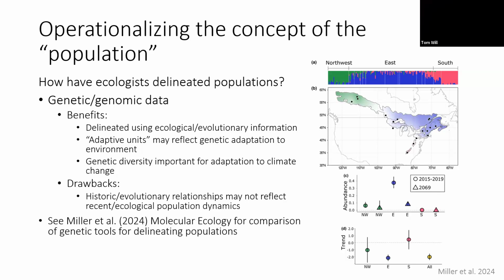These units might not be super relevant for thinking about questions like, how is habitat loss driving current population declines? And I'll put in a plug for this paper by Caitlin, where she goes into a lot more detail about other approaches to defining populations using genetic data and comparing some of those different approaches. So that's useful if you want to know more.